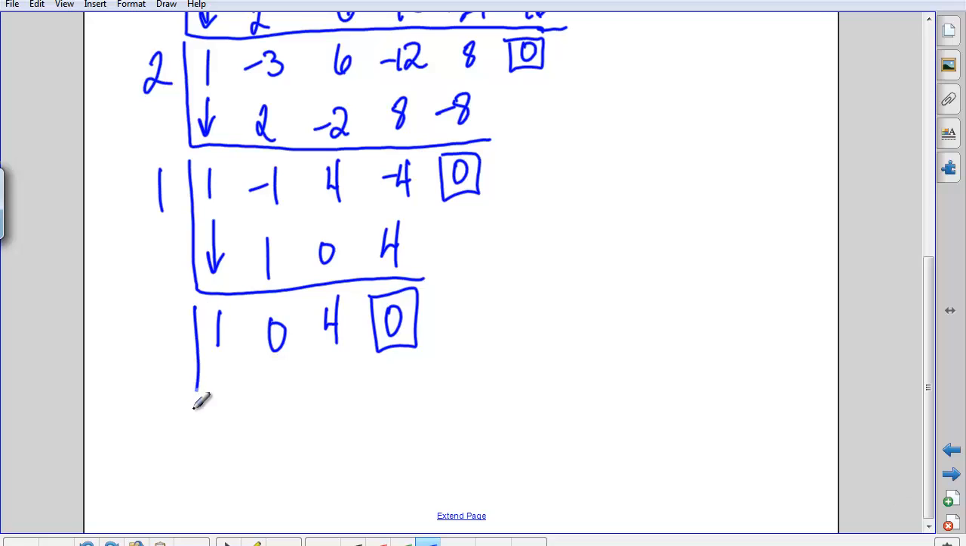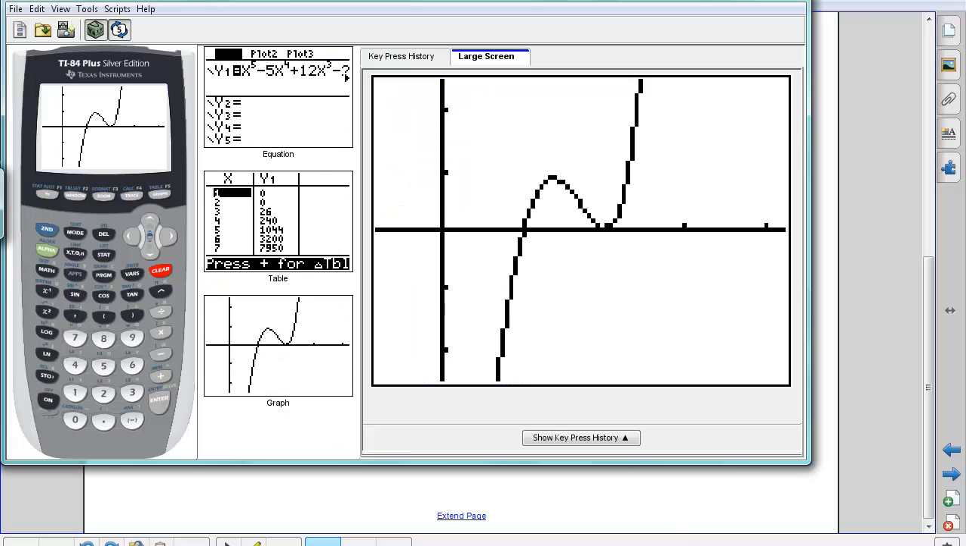So I need to try it again, just to make sure it's not repeated anymore. And I get a remainder of 5. So at that point, I've exhausted that 1. And really, going back to my graph, that's as far as I can go. There were not any more x-intercepts on that graph, which means there are no more zeros.